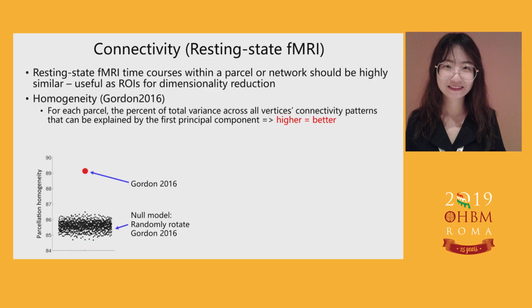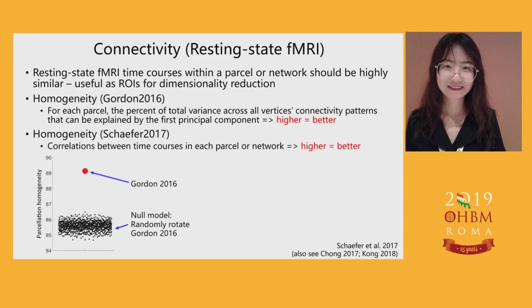This null model is very useful because, as we know, different parcellations could have different numbers of parcels. Therefore, it makes sense for a parcellation with small parcels to have higher homogeneity. So you have to look at the null model to see how much you can improve compared with the null model by using your parcellation.